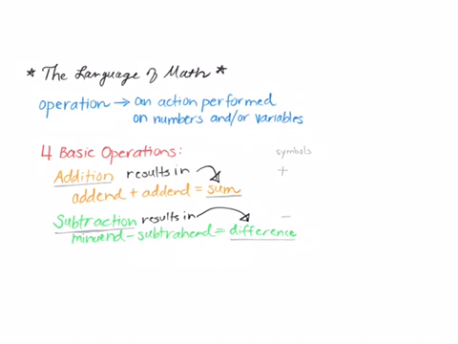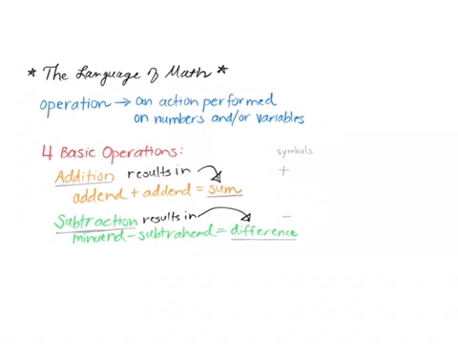Let's look at the 4 basic operations in mathematics. The first is addition. When we add 2 or more numbers together, the result we get is called a sum. The numbers that we're adding we call addends. And we discovered in our discussion this week that the word we use to represent numbers we're adding is the same no matter what the numbers are.